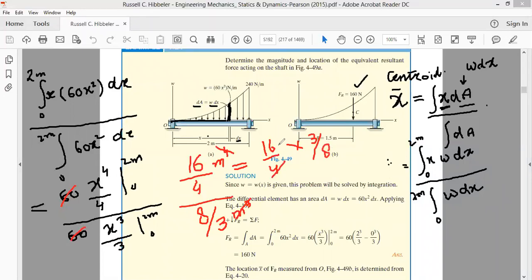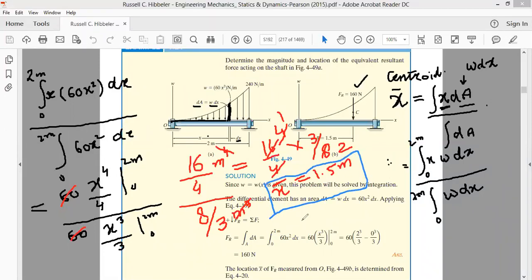Okay, that is 4 ones, 4 twos, that is 3 by 2, that's equal to 1.5 meter. Okay, so you got x bar, the x coordinate of the centroid. How much is it? The x coordinate of the centroid is equal to 1.5 meter.